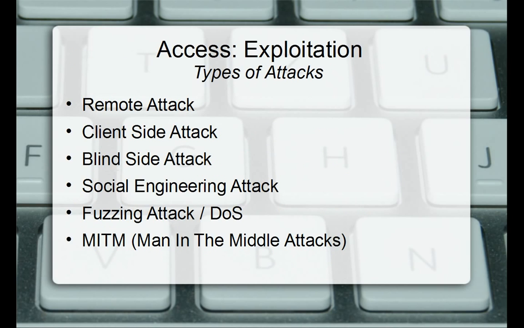So moving on, we want to get into the access exploitation phase. Now there are different types of attacks. There's a remote attack, a client-side attack, a blind-side attack, a social engineering attack, a fuzzing attack with a DOS or denial of service, and man-in-the-middle attacks. Now, a remote attack is when you're outside of the network and you're trying to exploit remote services. What you're trying to do is just find vulnerabilities inside of those services, open ports.